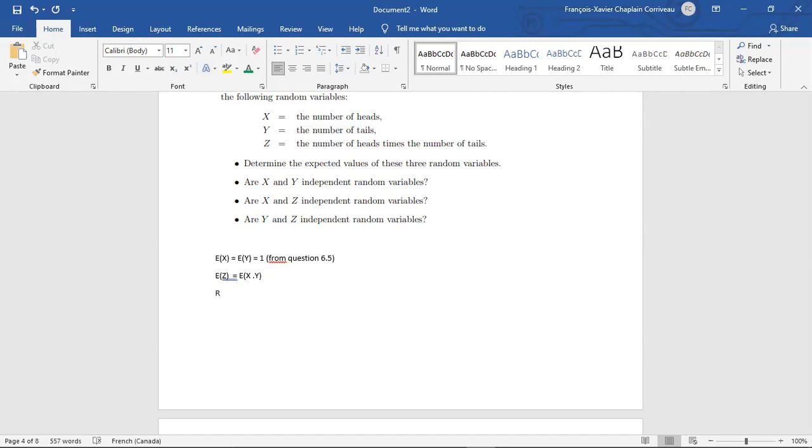So here, what is the range of Z? What are the possible values that Z can take? So remember, X is the number of heads and Y is the number of tails. One and two, that's correct, but are these the only two values? There's 0, that is correct. And you're still missing 1. What is the other value you're missing?